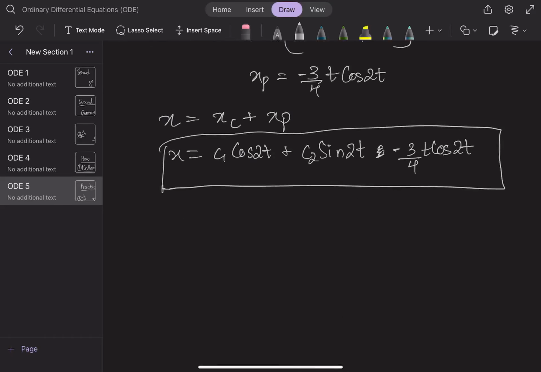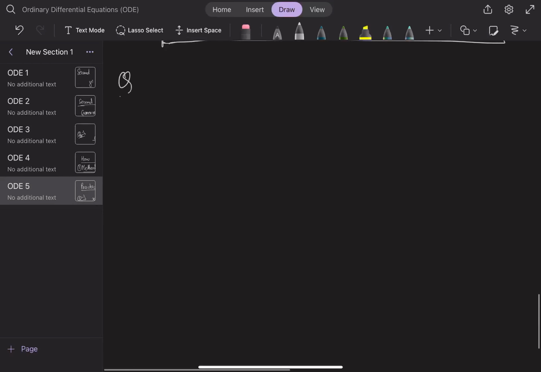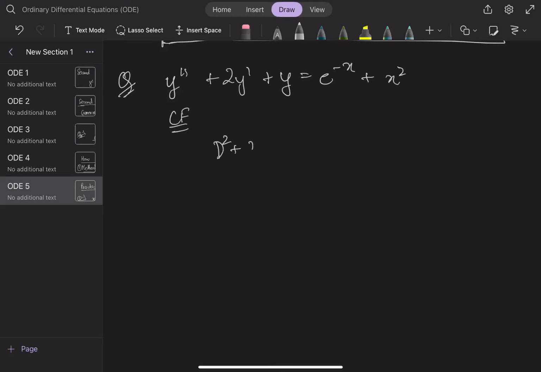So I'm gonna go with one last example, and this will tackle two problems for you. So the question is y double dash plus 2y dash plus y is equal to e raised to minus x plus x square. So firstly, let's find the CF. So d square plus 2d plus 1 is equal to 0. Remember, when you're finding your CF, you just write the RHS as 0.